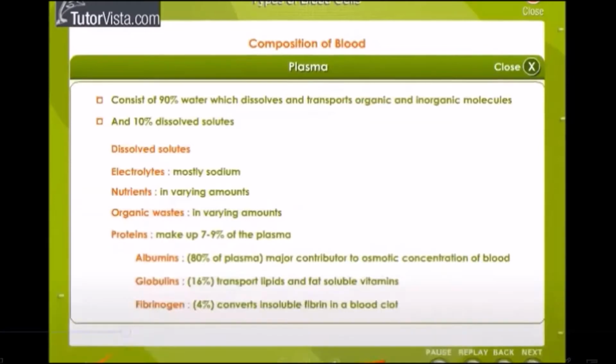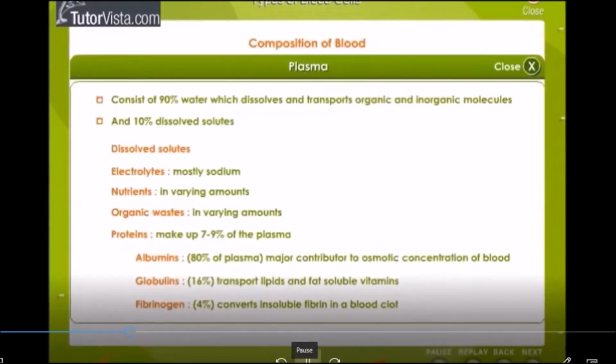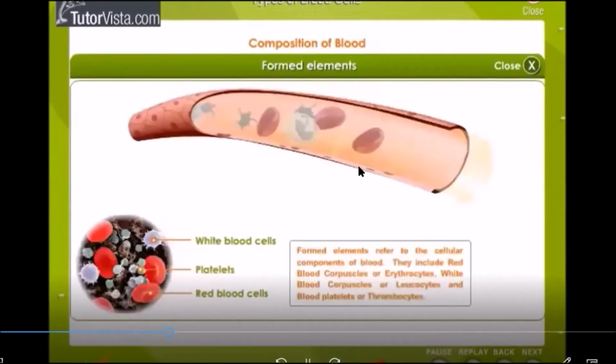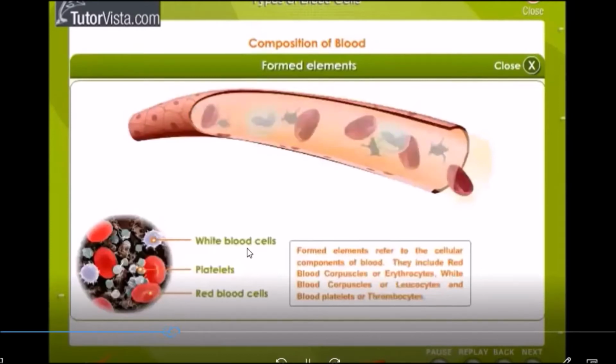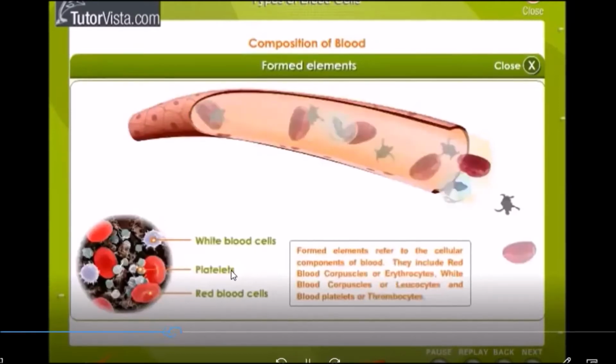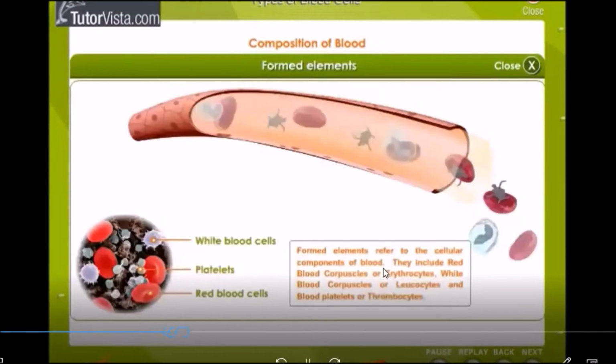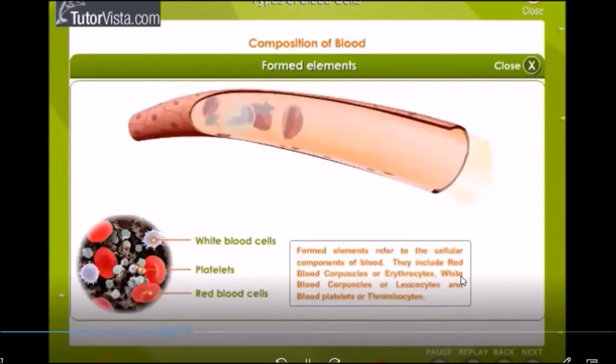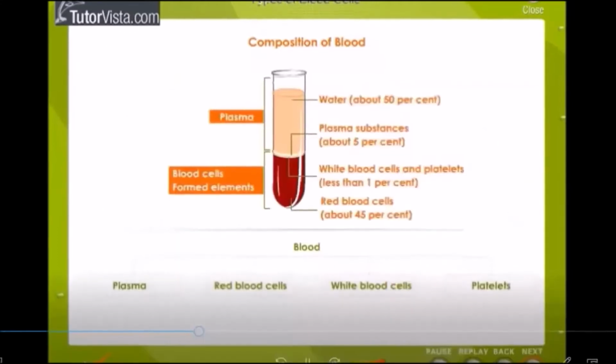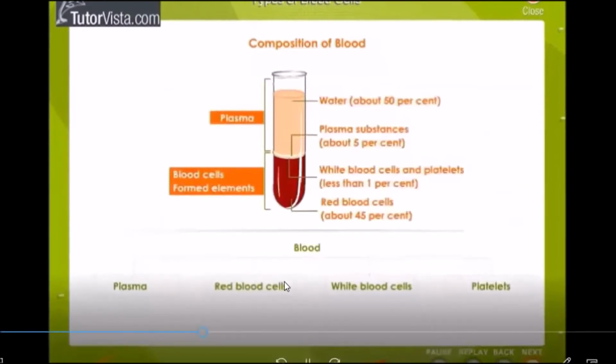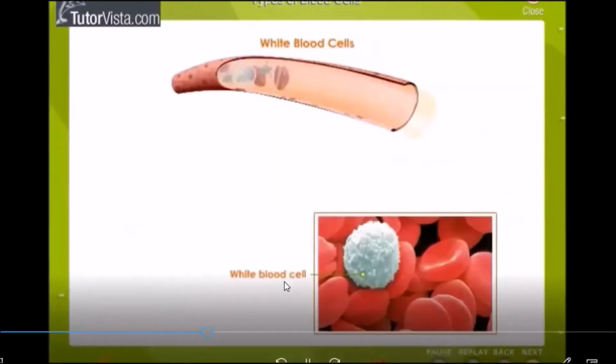The next component of the blood is your formed elements, or the blood cells. Let's have a look at them. These are your formed elements present in your vessels. They include white blood cells, red blood cells, and platelets. Formed elements refer to the cellular components of blood. They include red blood cells or erythrocytes, white blood cells or leukocytes, and blood platelets or thrombocytes. What RBCs are was discussed already in the previous lecture. Let's continue with the WBCs. I'll give a summary of RBCs after this.